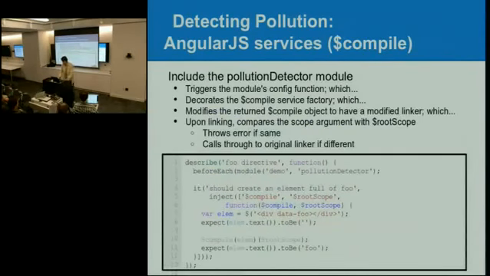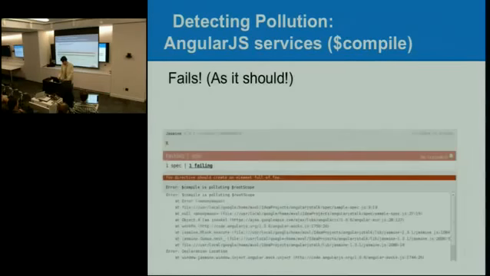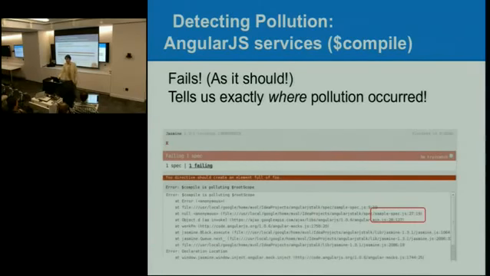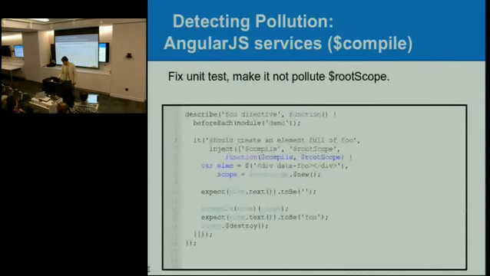And so when we try to run our unit tests with the pollution detector module injected or included, it fails, as we want it to. Not only does it fail, but it gives us the exact line on which the pollution is occurring. And so we can fix this, and we know exactly where to go in order to make the unit test not pollute the root scope anymore.